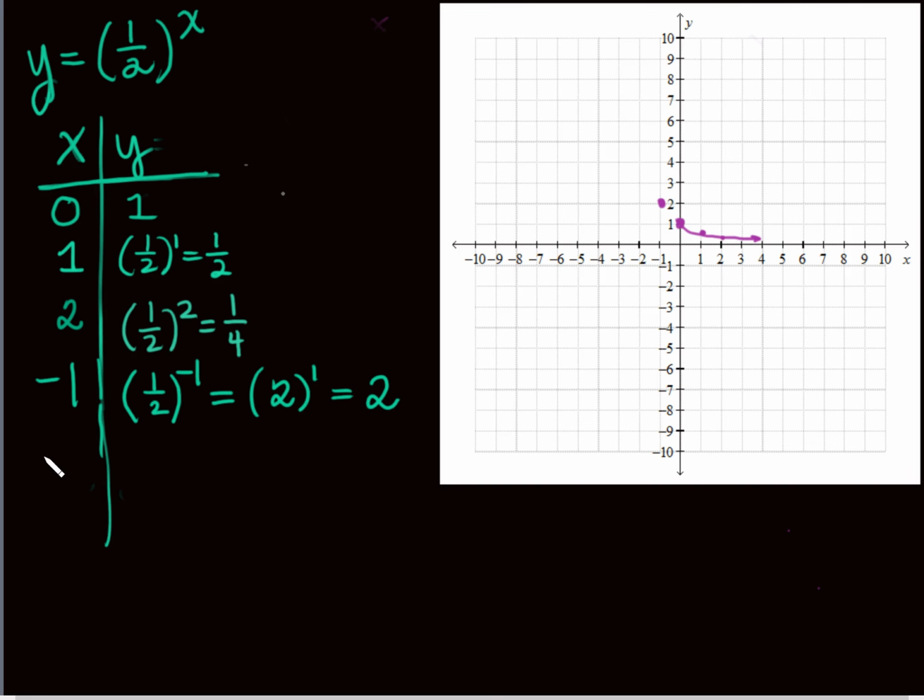Okay, excited? Let's try -2. 1/2 to the -2, if you remember your properties of exponents, and who doesn't, right? I flip that 1/2, that's what the negative does, and then it's raised to a +2 now, and so I get 4. So at a -2, I'm actually up at 4. Likewise, at a -3, I'm going to be up at 8.